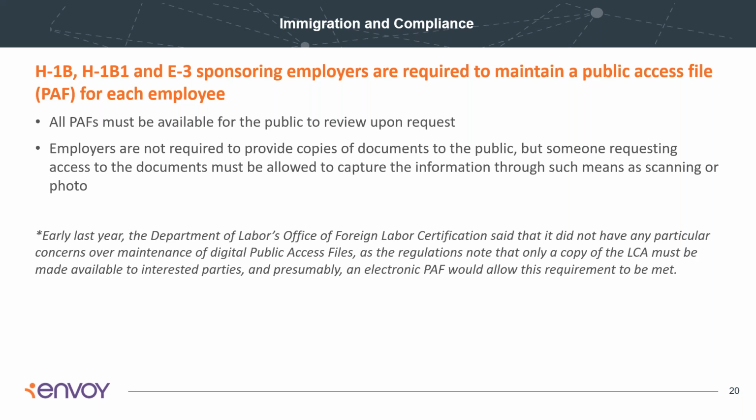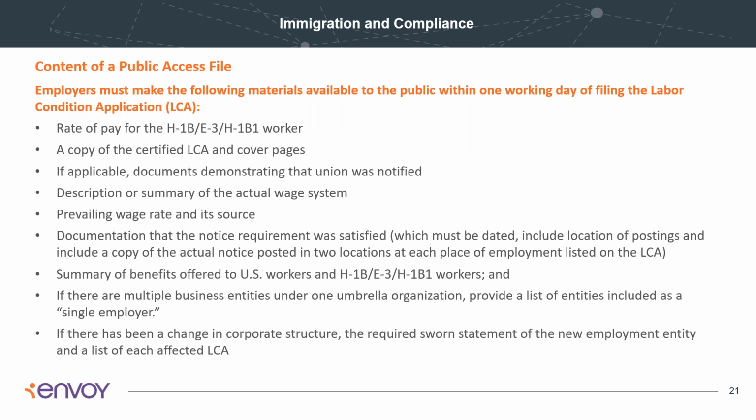Gotcha. And can you talk a little bit more about the content of the public access file? Yeah, absolutely. So the key points that the Department of Labor wants to see, this list mentions the items to have. Number one, they want to make sure that there's the wage data. So that's typically pulled from the Foreign Labor Conditions online library.